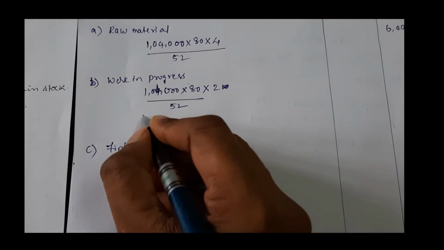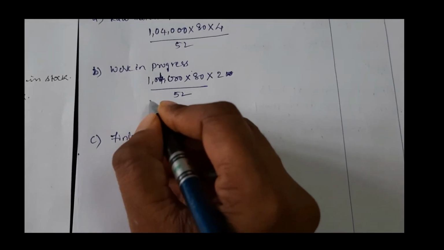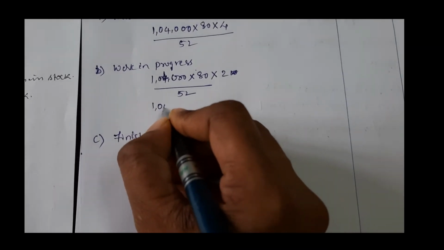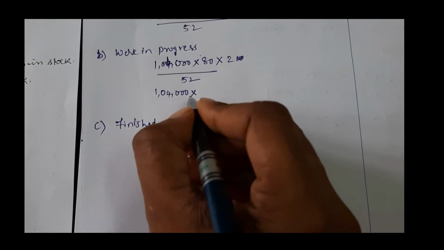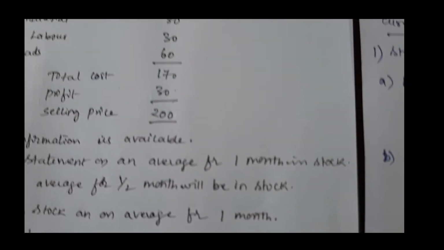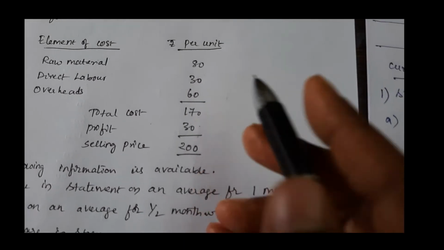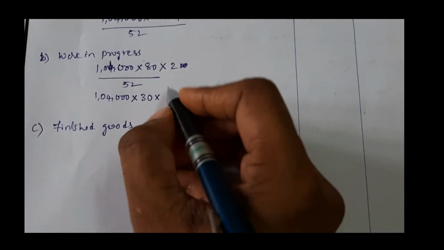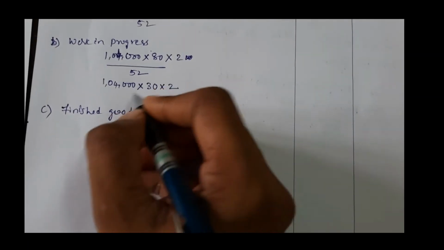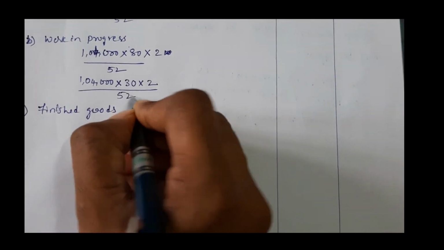Then we have to write for the labor. So labor will be number of units produced, that is 1,04,000 into labor cost is given rupees 30, and work in progress delay is 2 weeks divided by 52.